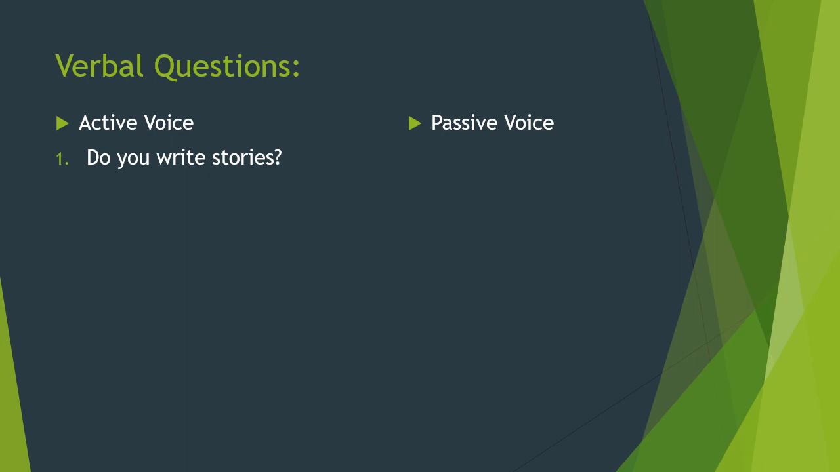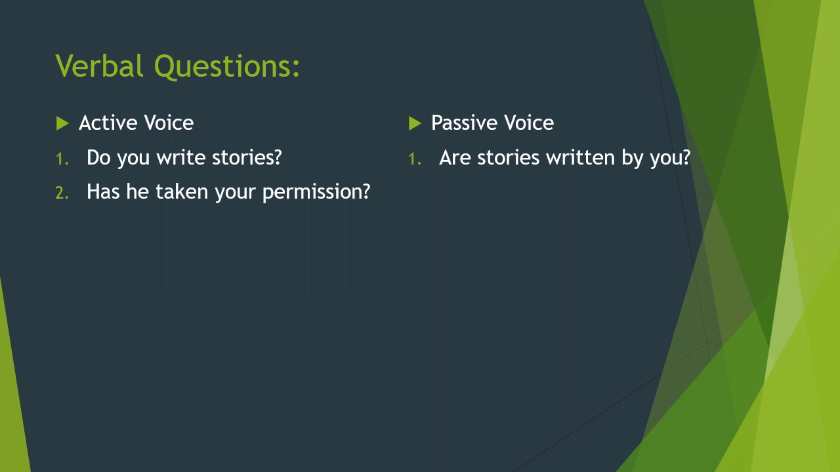So according to the structure, the passive voice will become: are stories written by you. Why did I use "are"? Since stories is plural. Now the second sentence: Has he taken your permission? Here the subject is he, your permission is the object, and has taken is the verb.